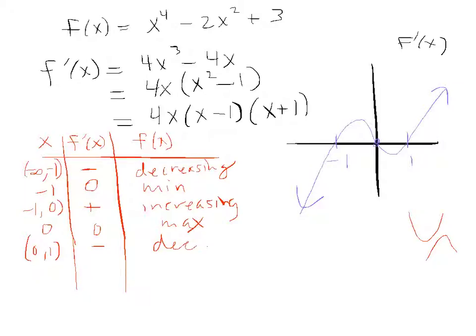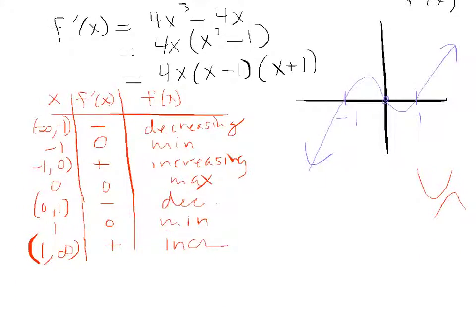And then at 1 we have a 0 again, and then from 1 to infinity, the derivative is positive, so it must be increasing again. So again, we must have decreasing to increasing, a minimum value at 1. Okay, now I'm going to take the second derivative, and that's going to tell us about the concavity.